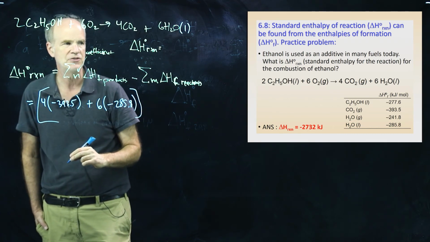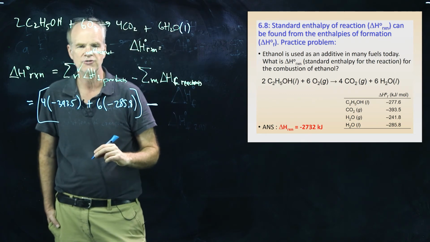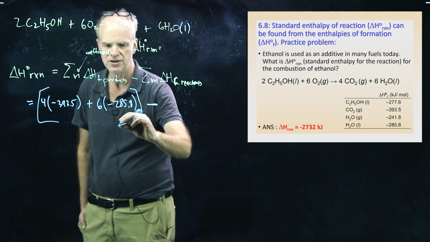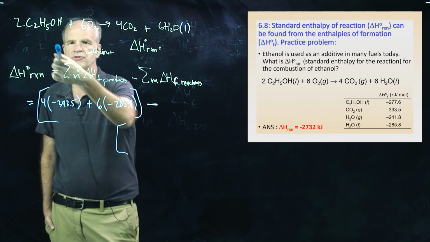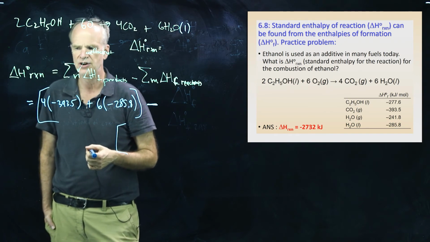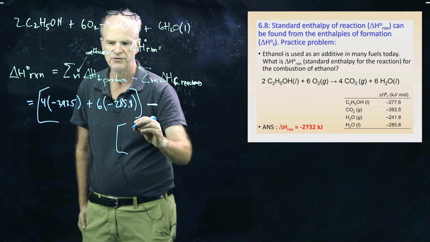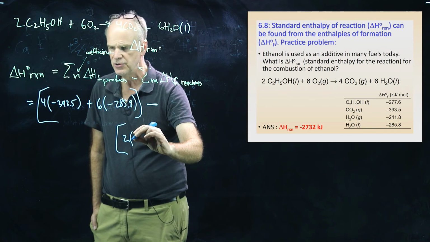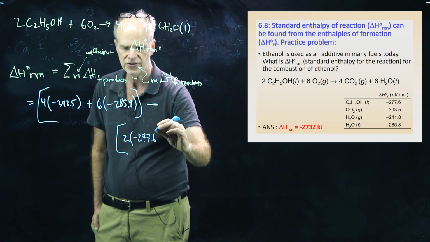Okay, so here is the product term. We'll have to subtract from that the sum of the enthalpies of formation times their coefficients for the reactants, so I'm going to put that down here. One reactant we have is ethanol, C2H5OH. You can look up the standard enthalpy change of formation for ethanol, and it's negative 277.6 kilojoules per mole. And there are 2 moles of it, so I'm going to put a 2 here, and then put in the enthalpy change, which is negative 277.6.